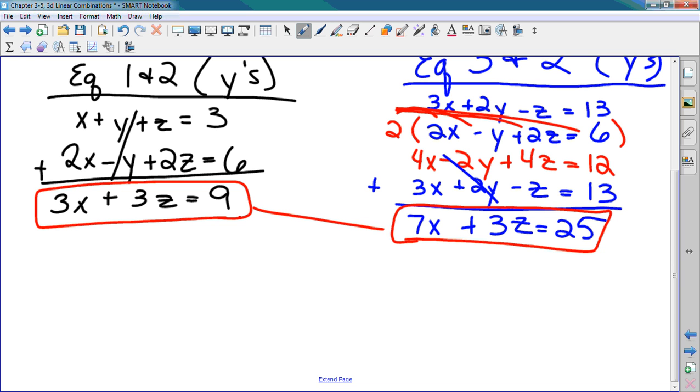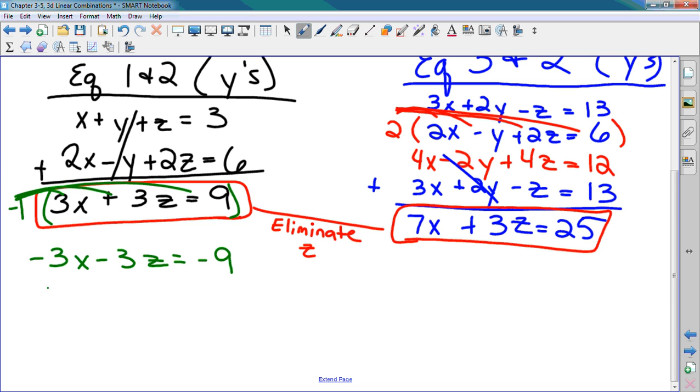Okay, and I think to myself, I need to eliminate z. When I do these, I always put a line through my z so I don't confuse it with a 2. It happens a lot when you do these types of equations. So I'm going to multiply one of these equations by -1 so that when I add them together, it gets rid of the z. I'm going to multiply this one by -1. So I'm going to get -3x, or minus 3z, excuse me, equals -9. Then I'm going to use the other equation, 7x plus 3z equals 25.